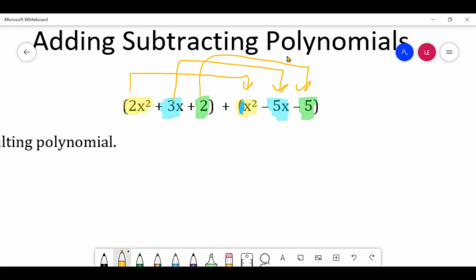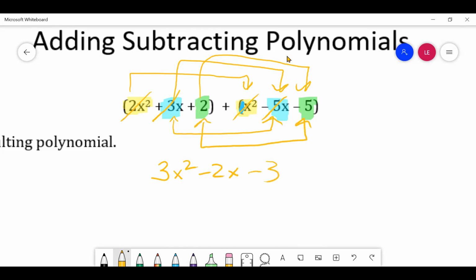So I'm going to do this mentally, in my head. 2x squared plus 1x squared gives you 3x squared. What I like to do when I add these is cross them out like this. Easy stuff. When I do the 3x minus 5x, it's just like combining integers. So 3x minus 5x is negative 2x. Cross them out. And then the last thing would just be 2 minus 5, which is negative 3.